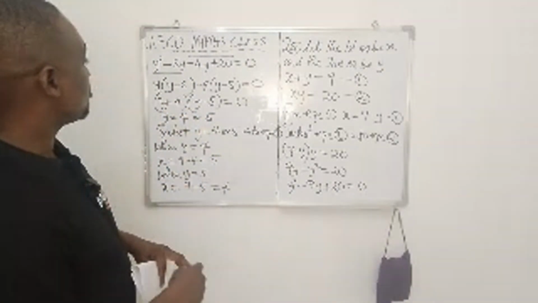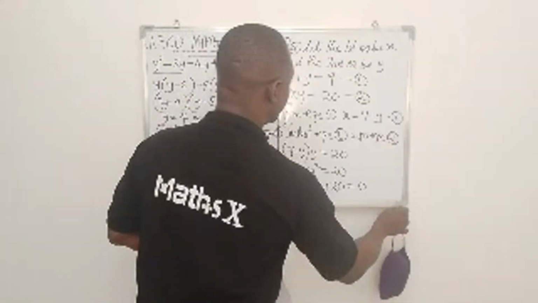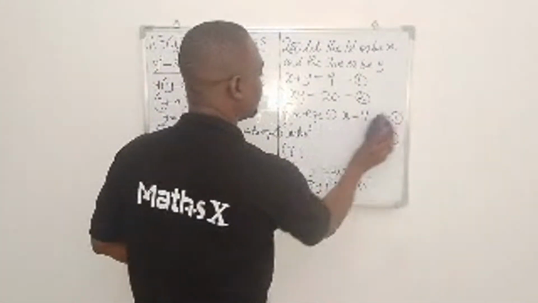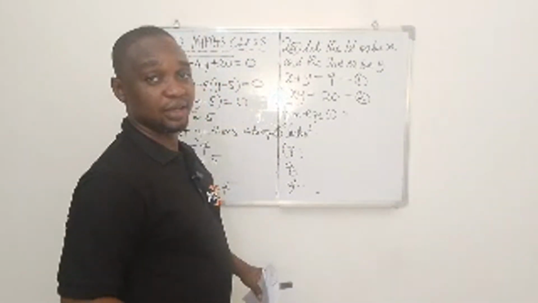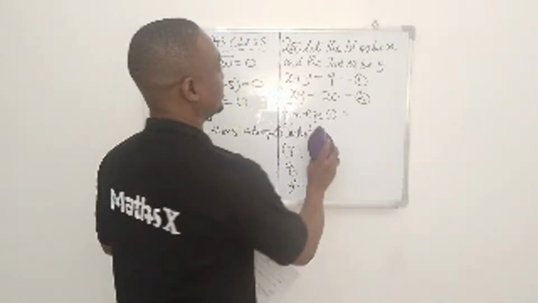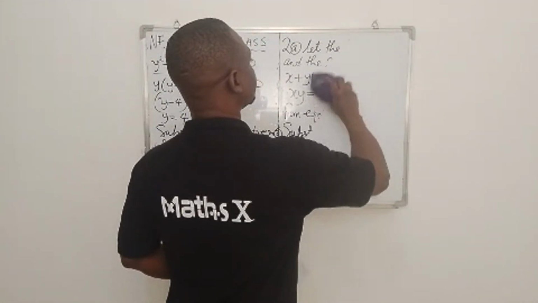Yes. Let's go for the B part. For the B part of the same number 2, I trust we are together. I trust I'm as slow as I can because I will not rush you on this.